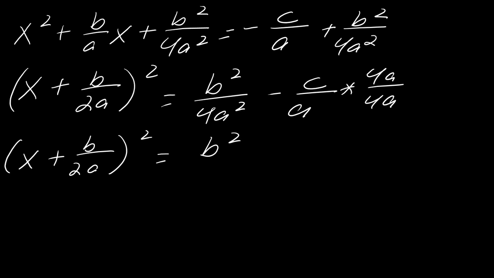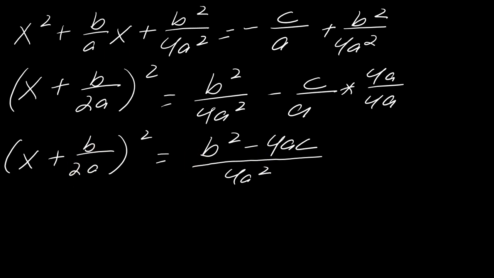So this will become b squared minus 4ac, right? So c times 4a will be 4ac, so we'll just write it like that, and then all of this over the common denominator of 4a squared. Okay, so now I've done as much as I can with this problem. So now I need to use the square root property.